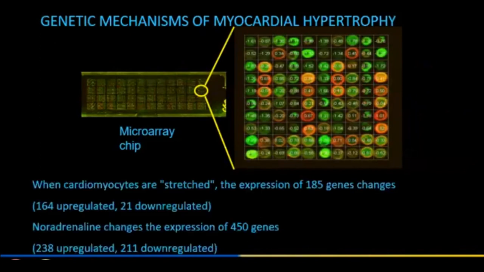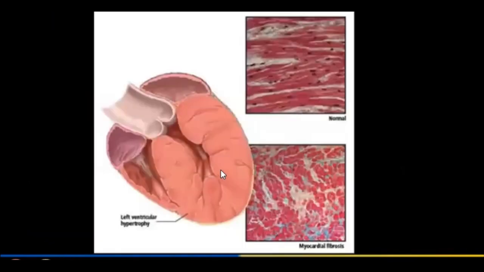When a cardiomyocyte is scratched, the expression of 185 genes changes. Noradrenaline changes the expression of 450 genes. And left ventricular hypertrophy in an image, normal and myocardial fibrosis in a histological preparation, for example.